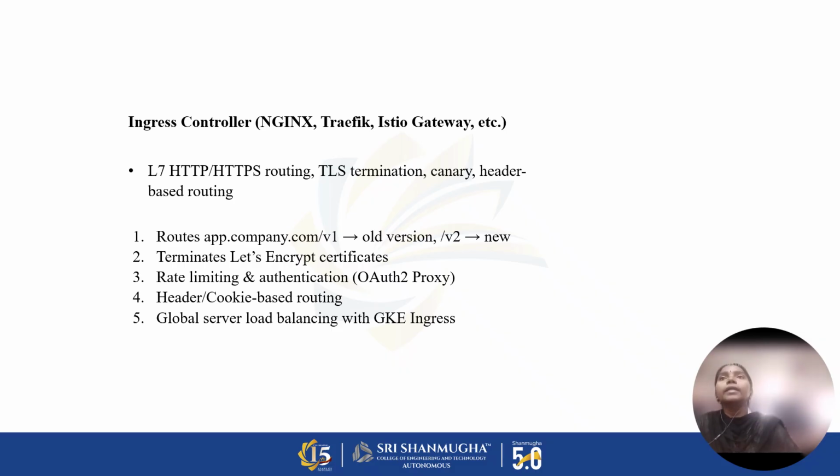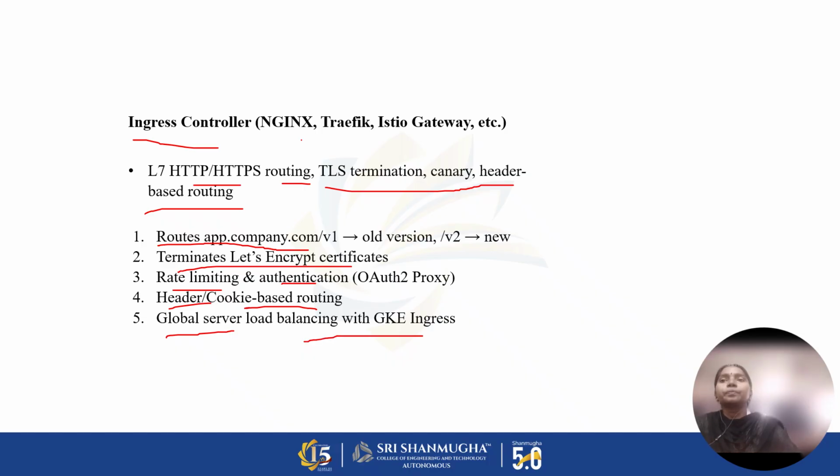And the ingress controller: Nginx, Traefik, Istio Gateway. Like L7 HTTPS routing, TLS termination, canary and header-based routing. So it routes app.company.com, terminates Let's Encrypt certificates, and does rate limiting and authentication. Header and cookie-based routing, and global server load balancing with GKE ingress.